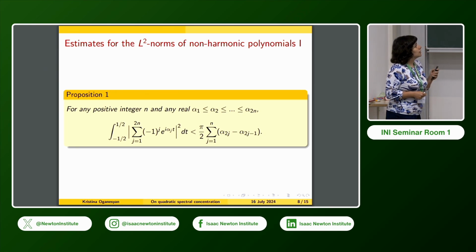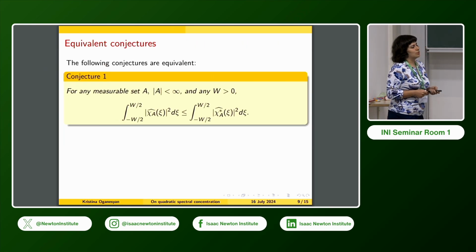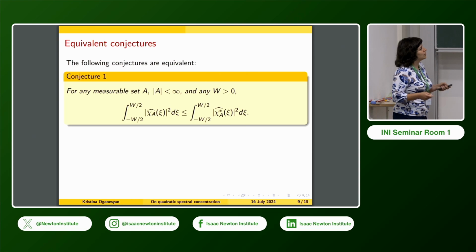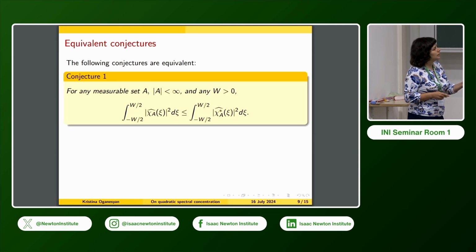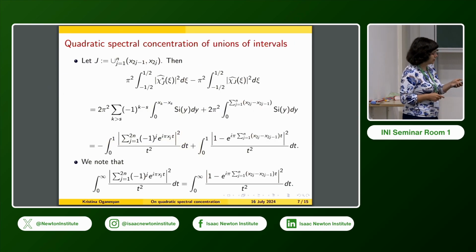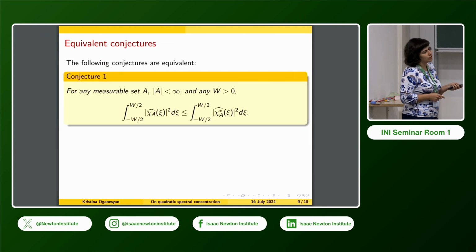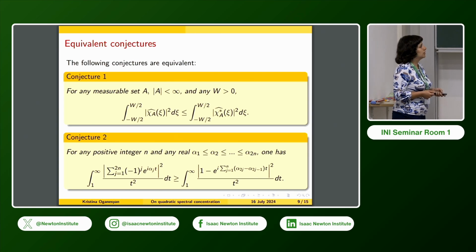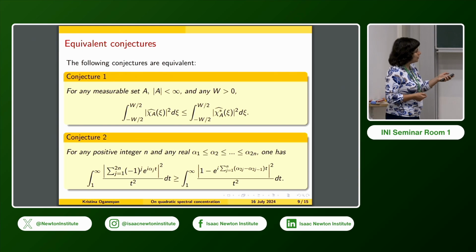Okay, now we're ready to formulate the conjecture. So actually what we believe is that no matter the length of the interval, no matter the measure of your set, this inequality should always hold. And using this expression here, we can rewrite this conjecture in terms of the L2 norms of non-harmonic polynomials in this way. So if you can prove the second conjecture, we are good because of that expression we obtained. So it's the same.